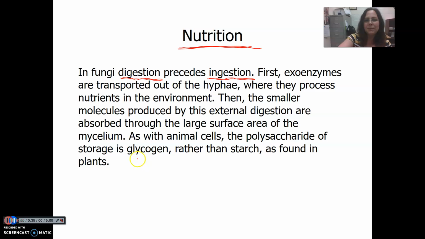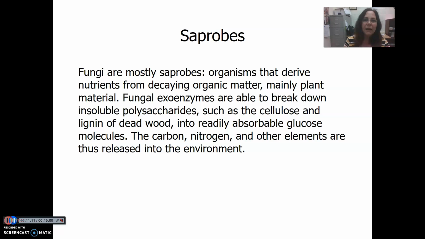Another thing that makes them similar to animals, I don't know if you remember this, is that when cells accumulate a lot of glucose, they will store that glucose as starch in plants. Starch is a polysaccharide, glucose is a monosaccharide. But animals store glucose, blood sugar is what we call it, as glycogen, and so do fungi. So that's a similarity to animals.